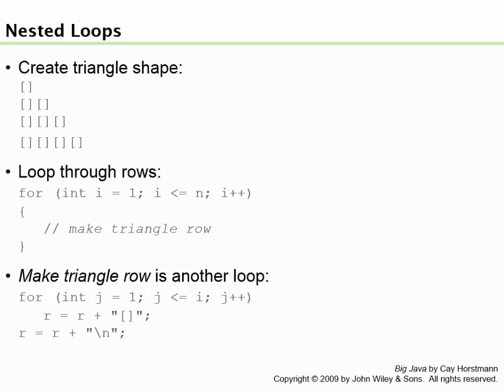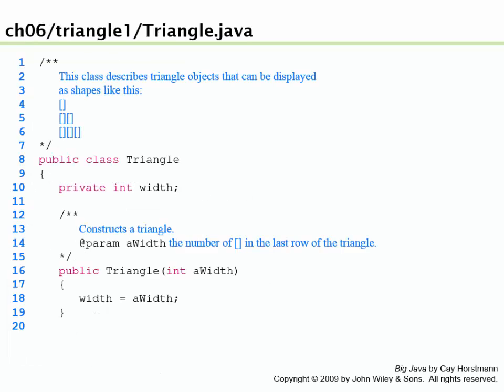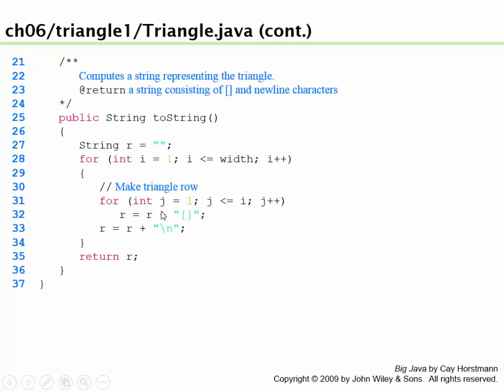So let's look at it all together then. What does that look like in code? So here's our triangle class. It has a width. And then here's our loop. It's just called toString. So we're overriding the toString method of the triangle class.